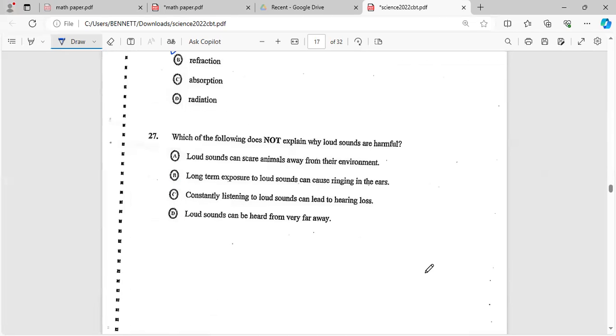Which of the following does not explain why loud sounds are harmful? A, loud sounds can scare animals away from their environment. B, long-term exposure to loud sounds can cause ringing in the ears. C, constantly listening to loud sounds can lead to hearing loss. Or D, loud sounds can be heard from far away. And for 27, that would be D. Let's move on to 28.